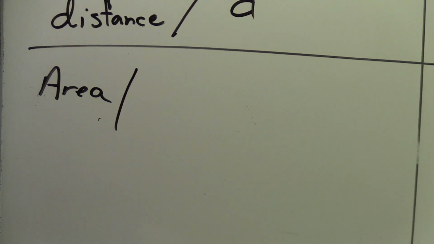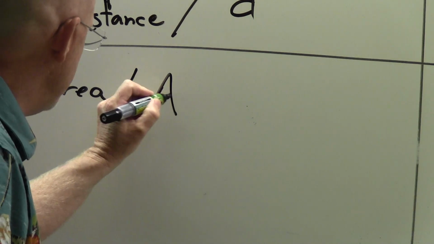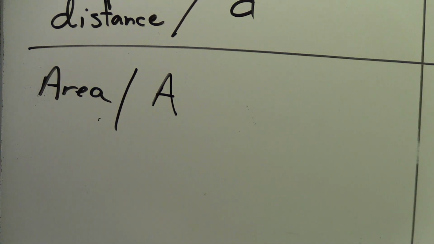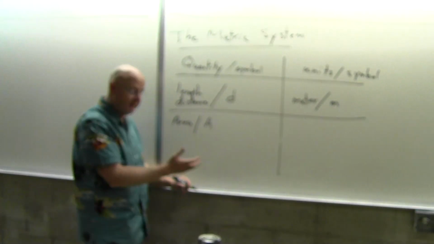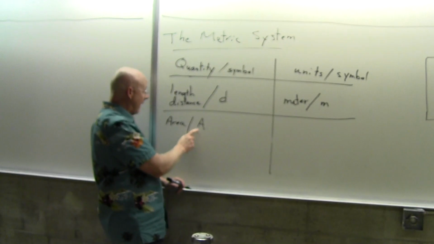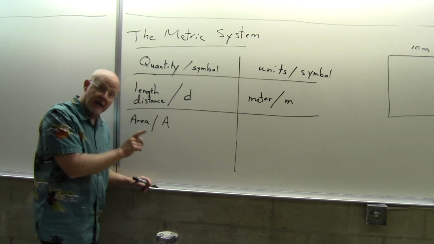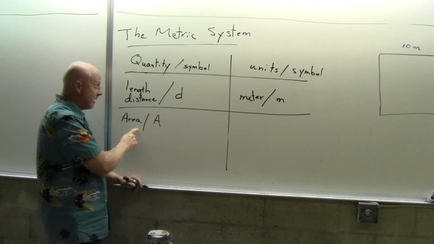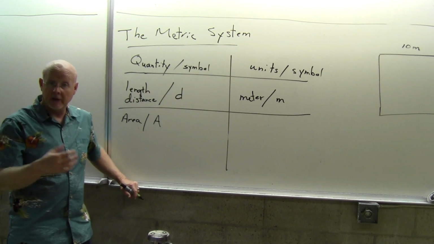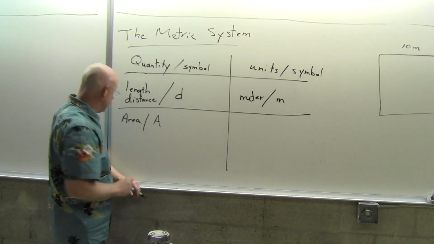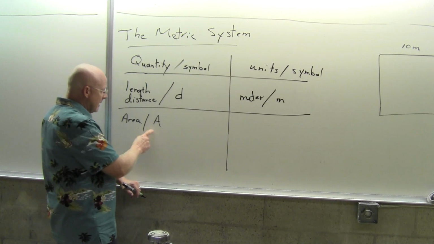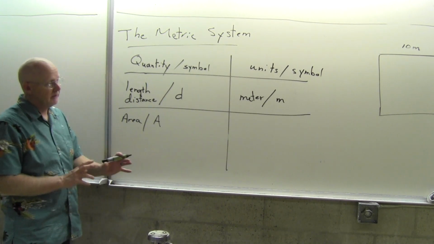Now, let me go ahead and give you the symbol for area. We like to use the capital A. You can kind of see that we try to make it as easy as possible to remember. I will point out, I did not use a lowercase a. That's because we're going to have acceleration real soon when we actually start our physics here. So I want to stay away from the lowercase a. But that'll be our symbol here.